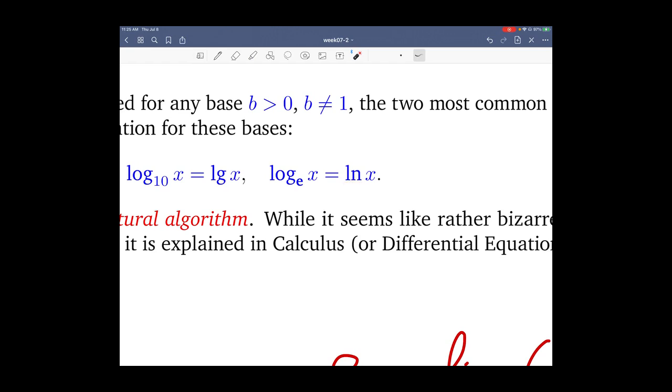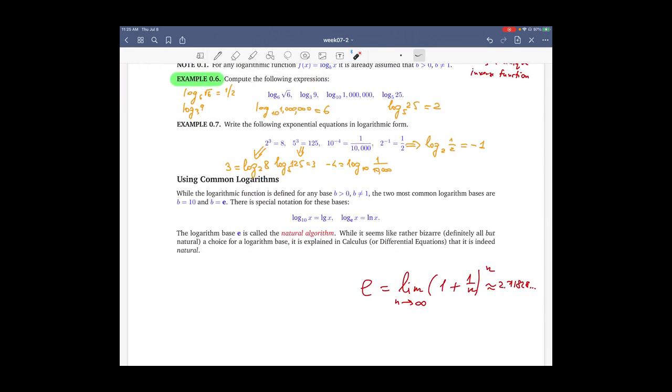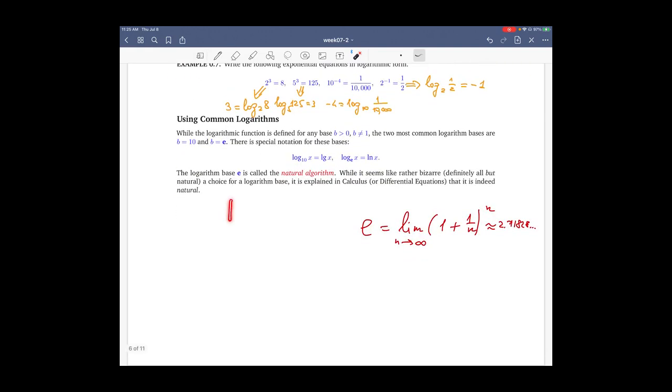Logarithms base e are called natural, which seems a little bizarre because at first this choice seems all but natural. It, for instance, is very hard to say what natural log of 2 is. What is this as a number? Well, it's some irrational number, which is hard to compute. But when you get to calculus or differential equations, you will learn that this choice is in fact very much natural for many reasons.